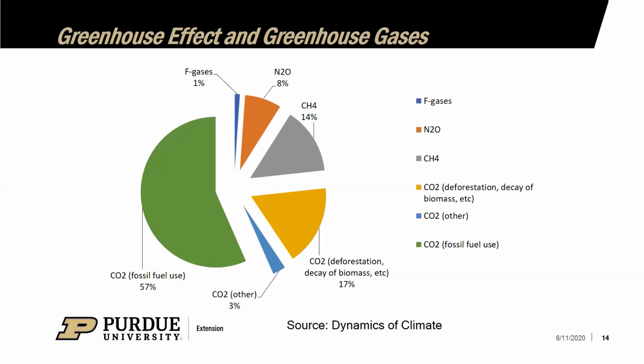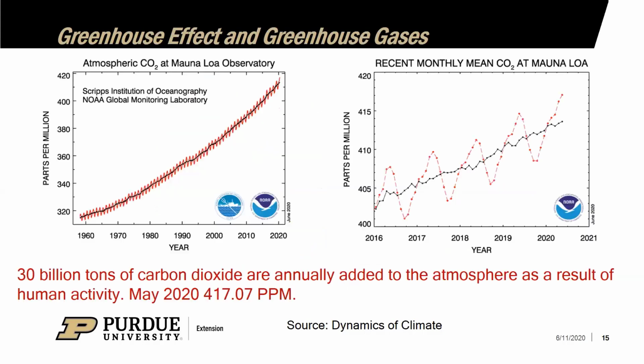So we see the breakdown of the different greenhouse gases and where they come from. I just wanted to show you this famous curve that everybody talks about when we're talking about climate change. This is the atmospheric carbon dioxide at the Mauna Loa Observatory, with parts per million on the y-axis. You can see since 1960 there's a pretty dramatic increase in the amount of carbon dioxide that's been released into the atmosphere.